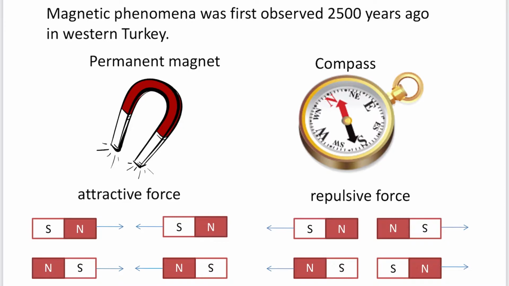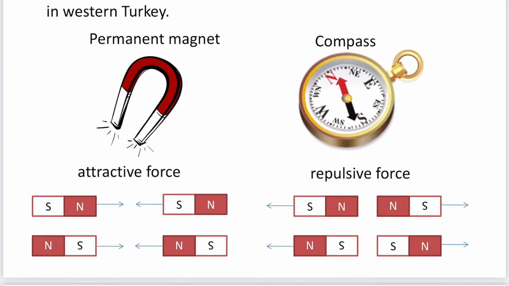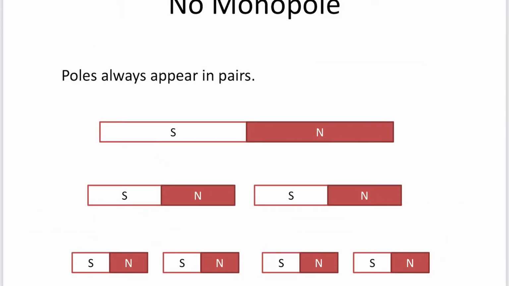Magnetic force has an attractive force and a repulsive force, as you might know. If you consider the two different magnetic poles, N and S, an attractive force acts between the N and S. If you consider the same poles, N and N or S and S, then a repulsive force acts between the two magnets. Actually, this is a very big difference between the charge and magnet. In the case of the magnet, there is no monopole. Poles always appear in pairs.